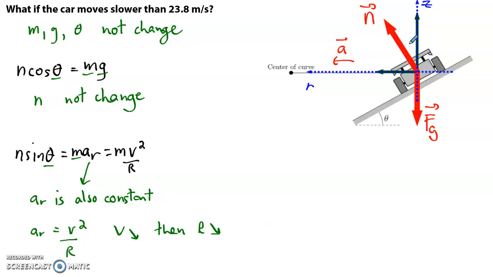So if the car comes into the curve with a speed that is too small, what will happen is that the car will actually move a little bit down the incline so that it will readjust the value of the radius in order to get the same centripetal acceleration as it had in the first place.